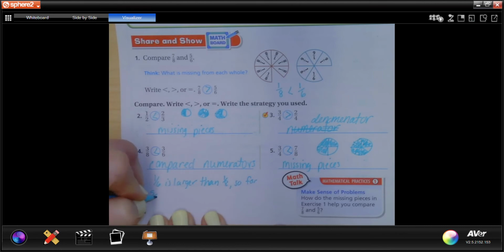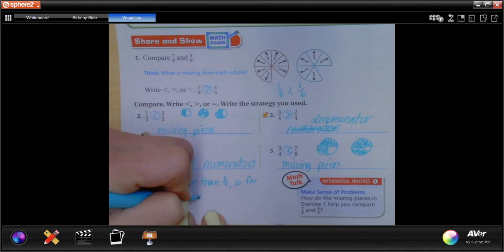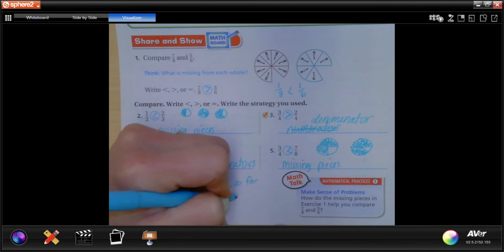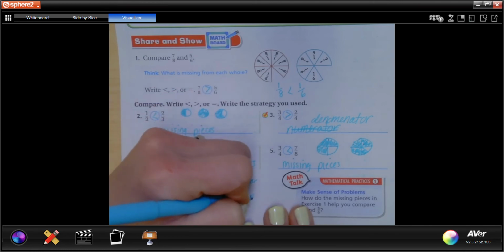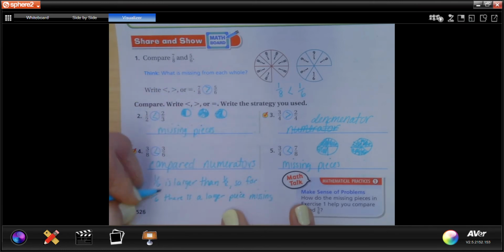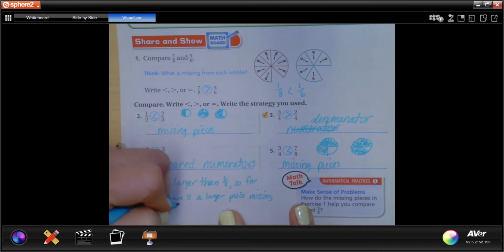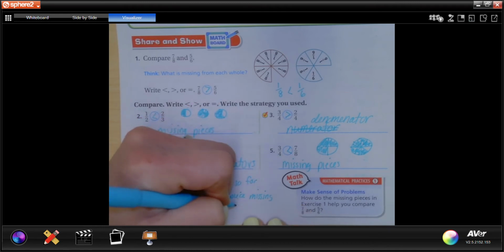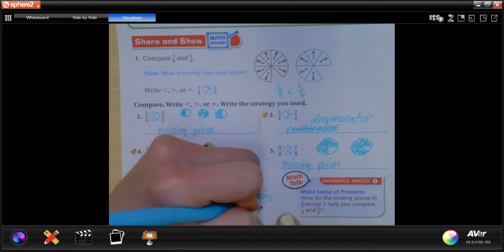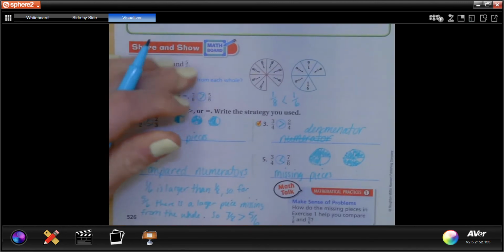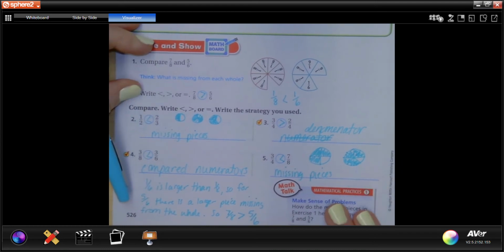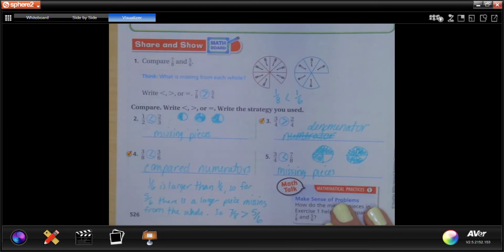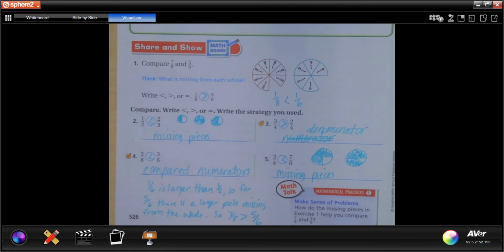So, for 5 sixths, there is a larger piece missing from the whole. So, 7 eighths is larger than, or greater than, 5 sixths. You can pause now if you need to finish writing this down. And then we're going to move on to page 527.